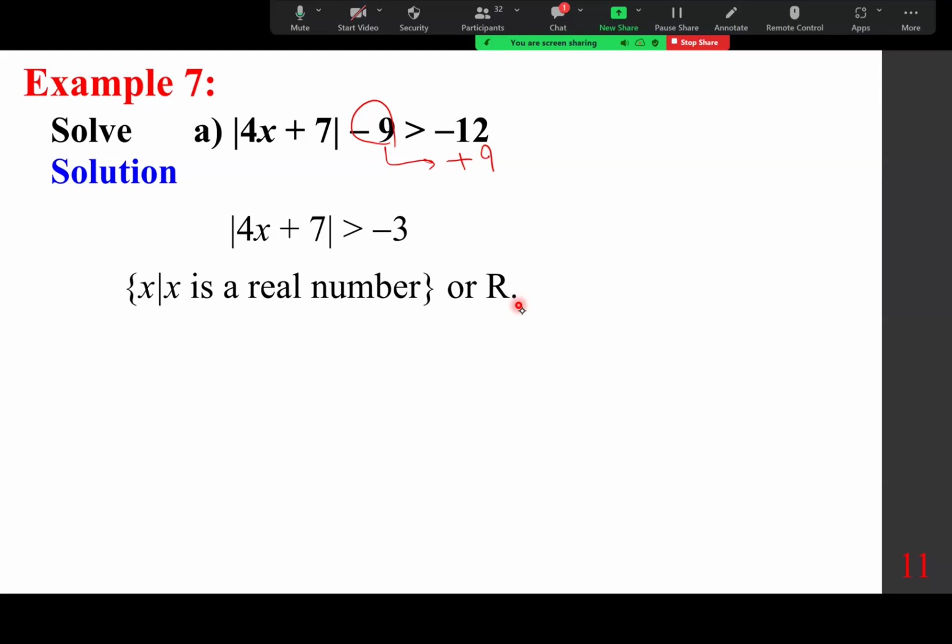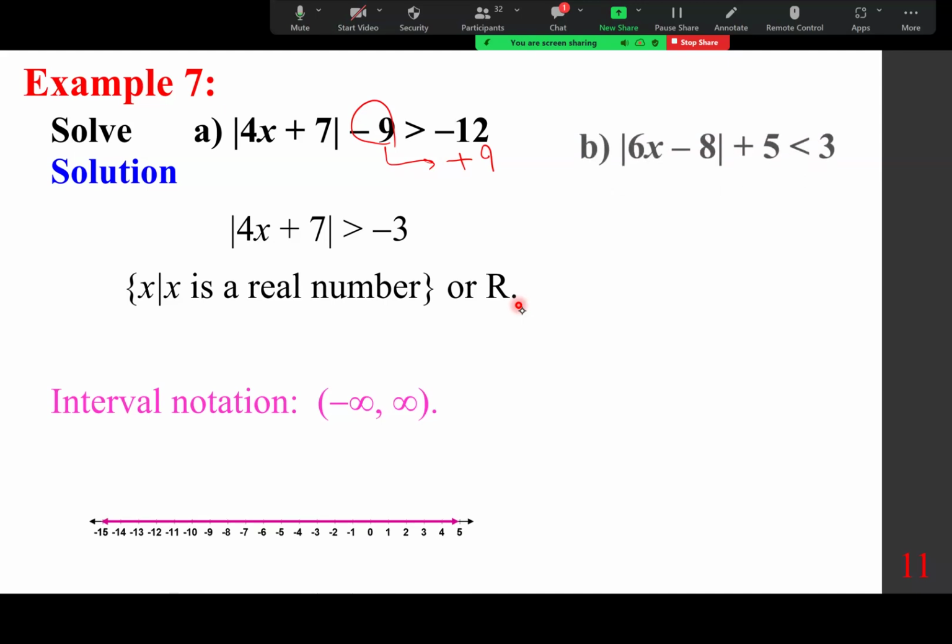And that's the idea. So if I want to go with interval notation, from negative to positive infinity. If I want to go with a number line, I have to shade the entire or highlight the entire number line, and we're done.